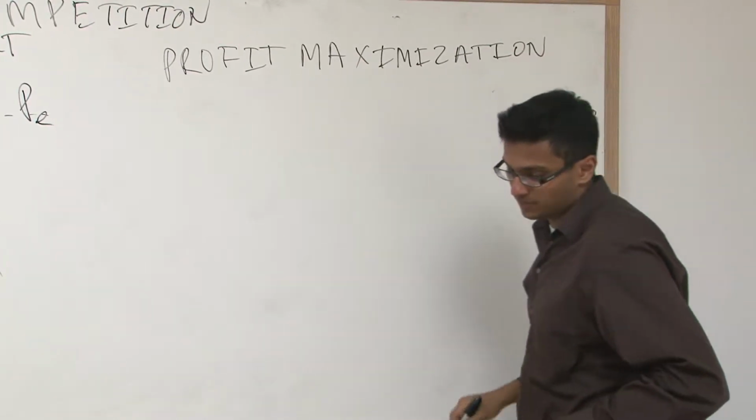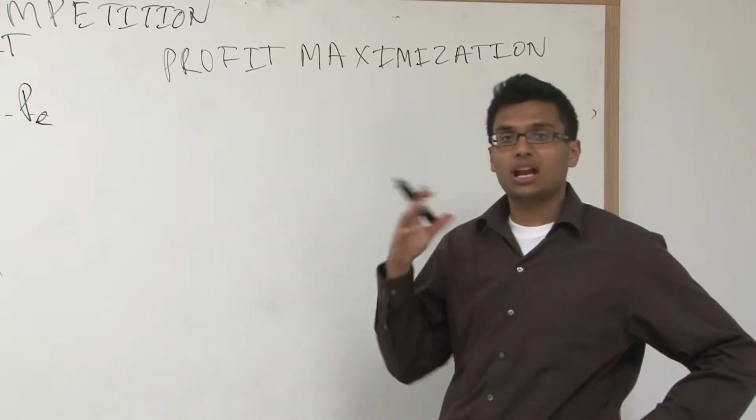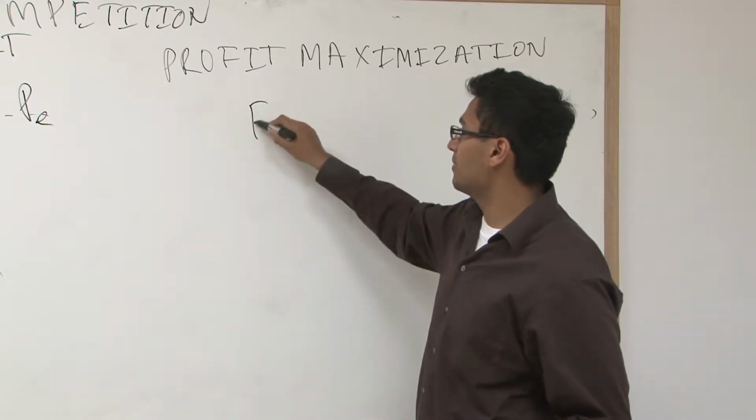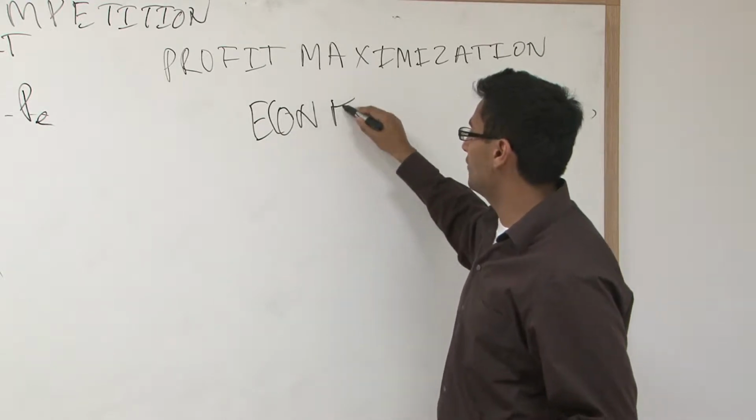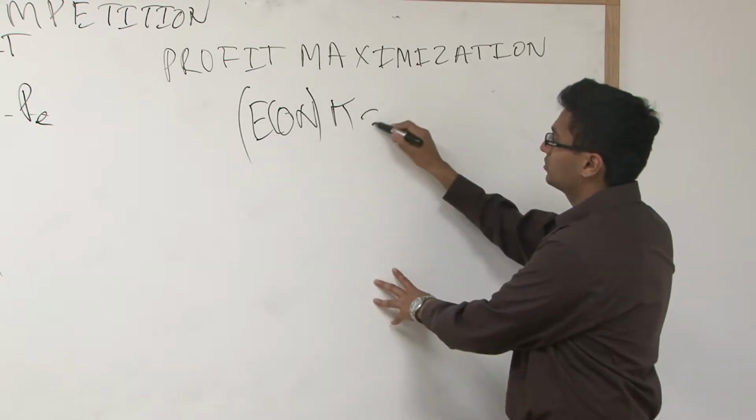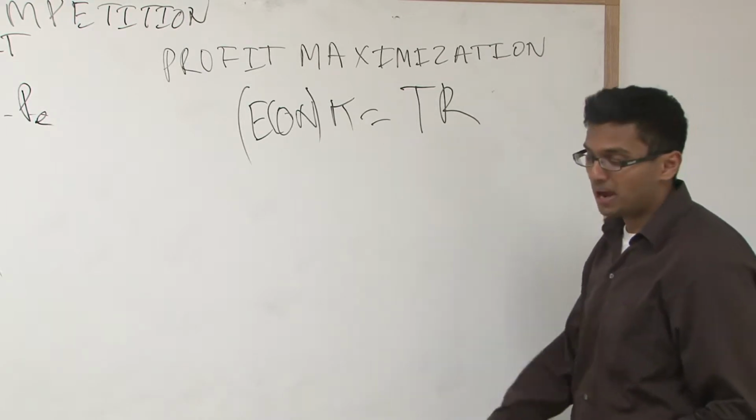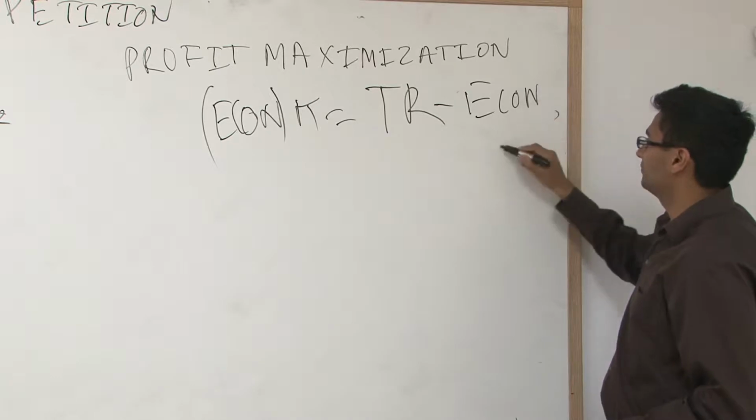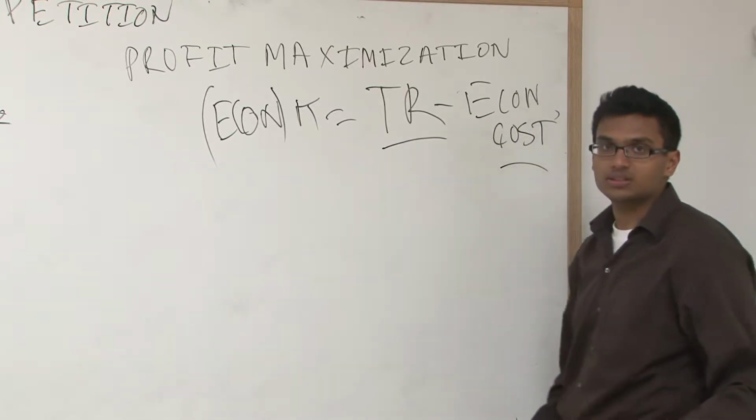All right, profit maximization. Remember our profit equation. We talked about accounting profit and economic profit. Obviously, this is an economics class, so we're going to talk about economic profit. Economic profit, pi, I'm just going to put it in parentheses, is equal to your total revenue, TR, minus your economic cost. Total revenue minus total cost. That's what this is.